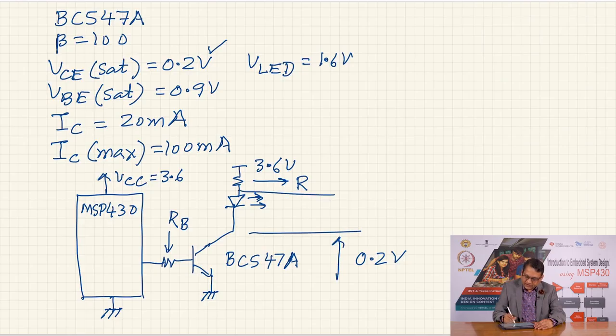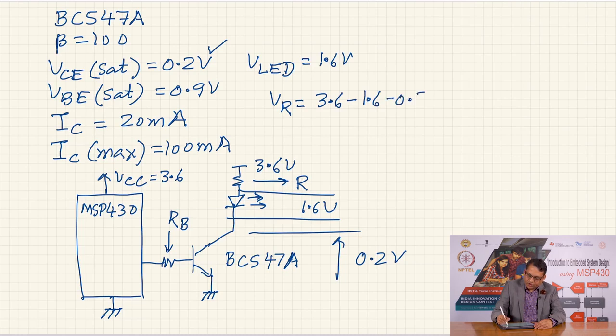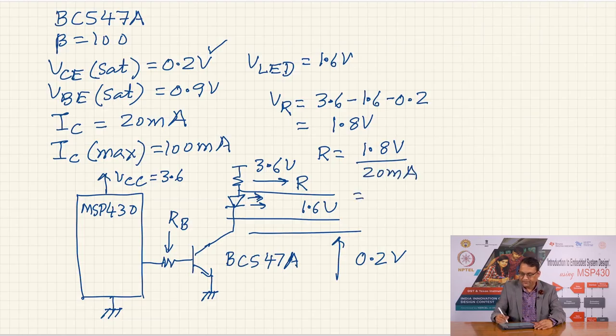The voltage drop across the LED will be 1.6 volts. So, the voltage across the resistor, VR, is equal to 3.6 minus 1.6 minus 0.2 volt, which is equal to 1.8 volts. And since the current I expect is 20 milliamperes, therefore, R is equal to 1.8 volts divided by 20 milliampere, and therefore, R comes to be about 90 ohm. So, this is as far as the current limiting resistor in series with the LED is concerned.